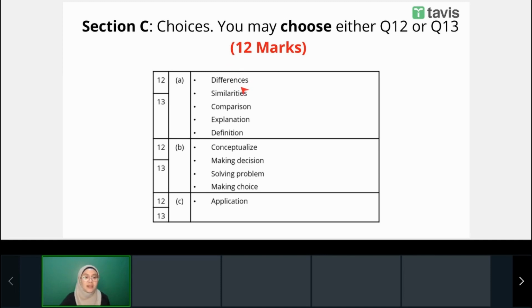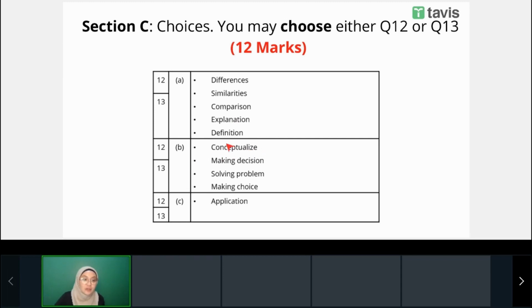The question may be in the form of differences or similarities. They ask you to compare continuous variation and discontinuous variation, or compare ion and molecule. An explanation: explain the properties of the elements in the periodic table as you move across a period from left to right. The definition: define isotope.